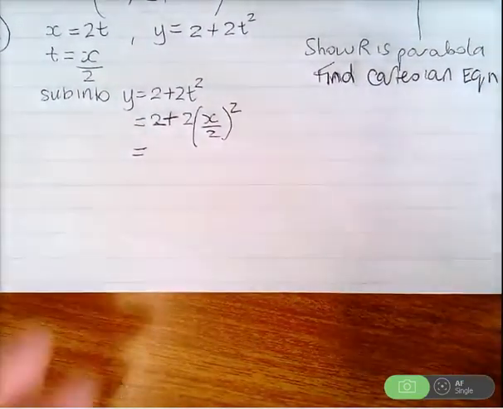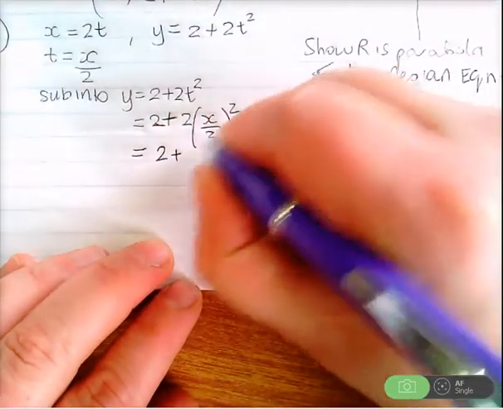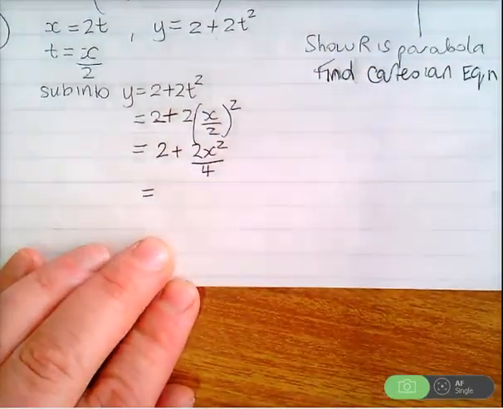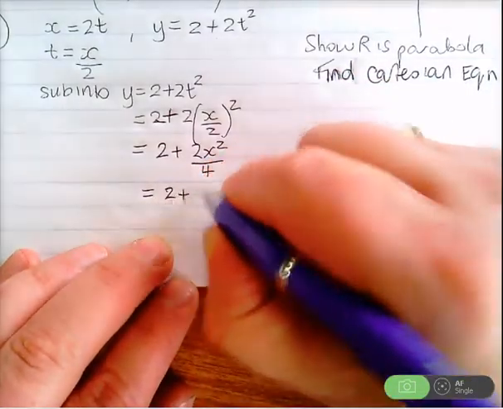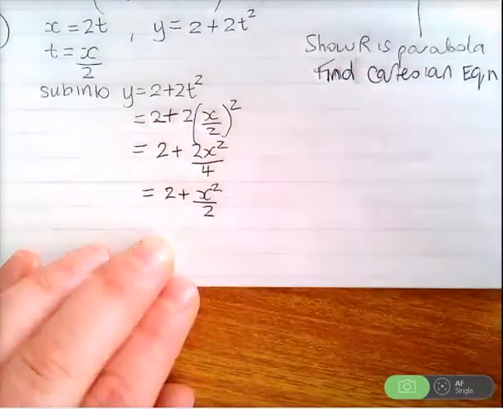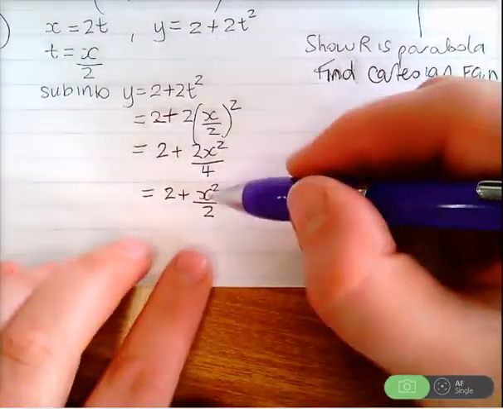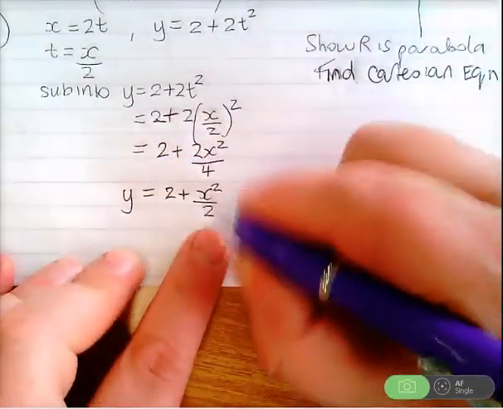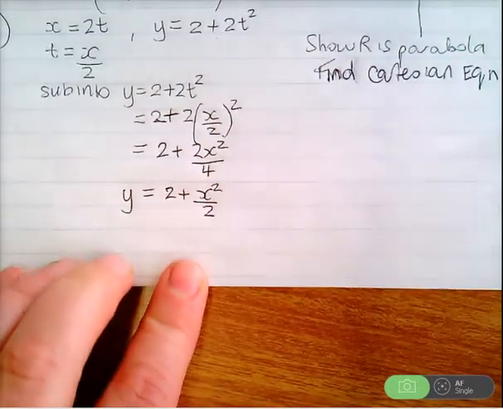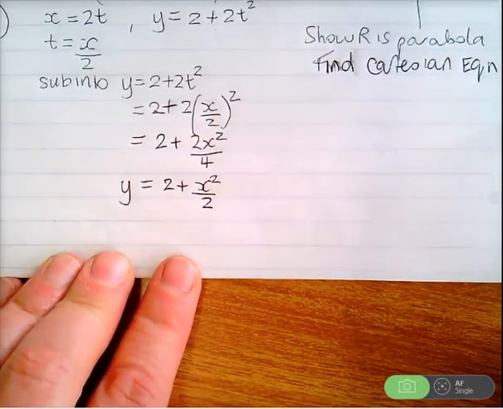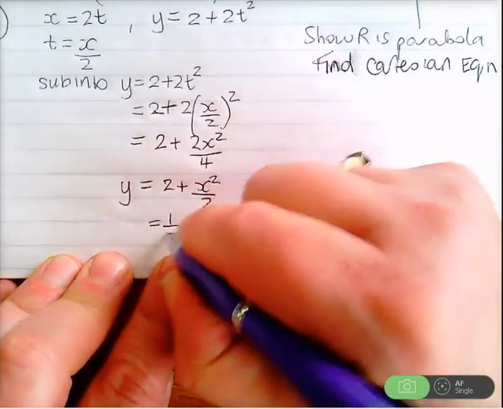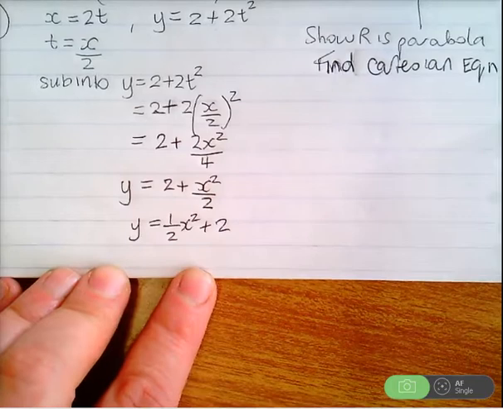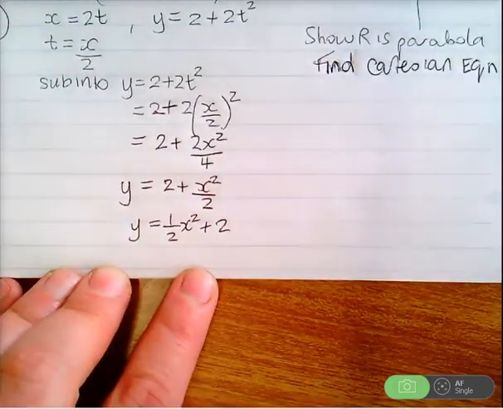You just have to, so 2 plus 2x squared on 4, just be careful, expand the bracket first, which is 2 plus x squared on 2. Now, girls, that's definitely a parabola. Think of it in terms of transformations. Isn't it really y equals a half x squared plus 2? Isn't it the parabola y equals a half x squared shifted up 2 units?